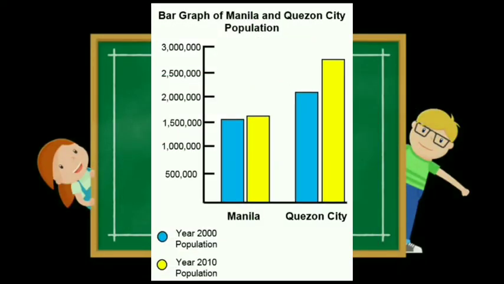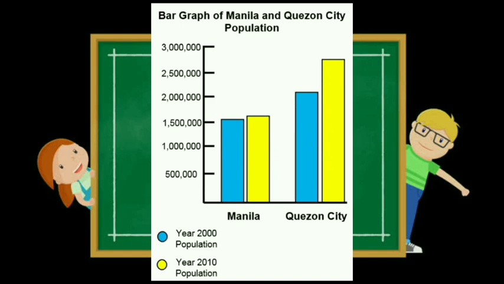Now, to determine which city had a higher population change, let us find the change in population from the census of year 2000 to the census of 2010 in each city. Manila's population increased by 71,089, while Quezon City's population has increased by 587,889.